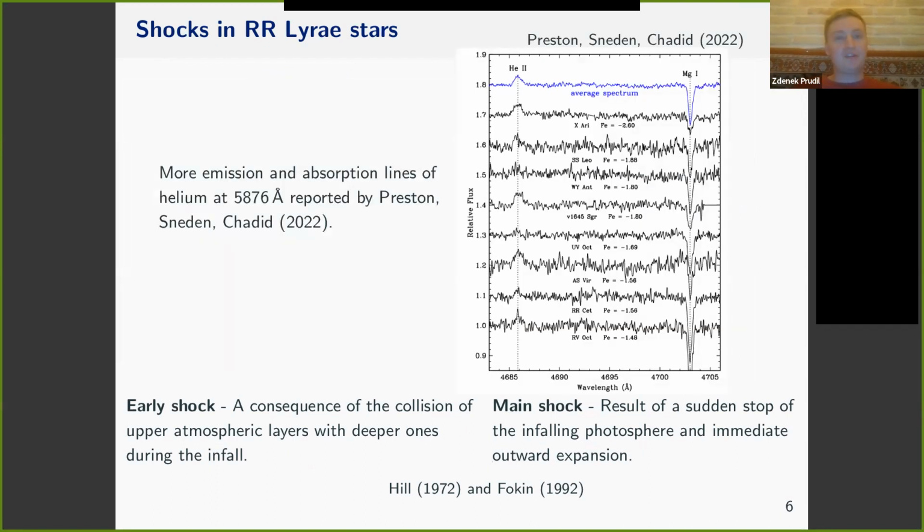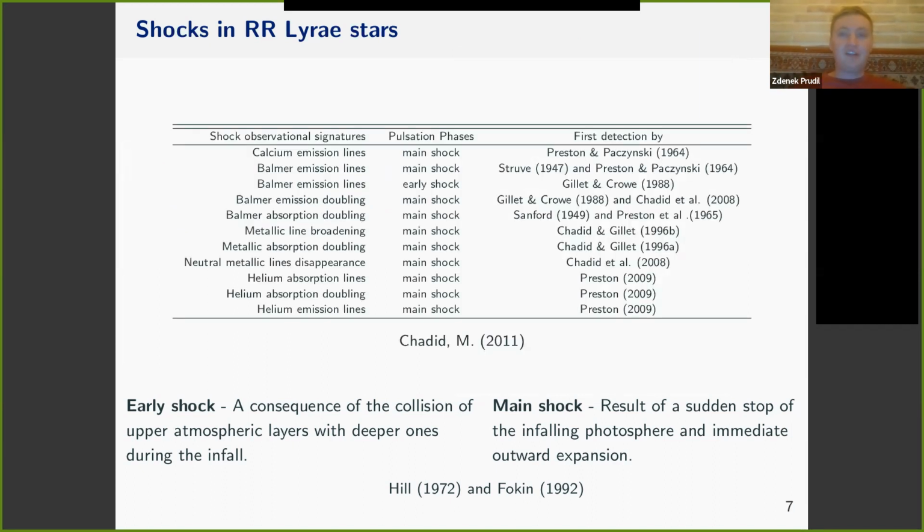And there was also a Preston and collaborators paper from this year, in which they expanded on their previous study, which I particularly enjoyed, and I especially like the part where the data that they used is going to be public, or is public now, so we can start using it in our work as well. There are multiple effects of the shocks on the lines in the spectra of RRL stars, particularly on the Balmer lines, their absorption, emissions, the line doubling, but also calcium and metallic lines are affected apparently during the main shock.